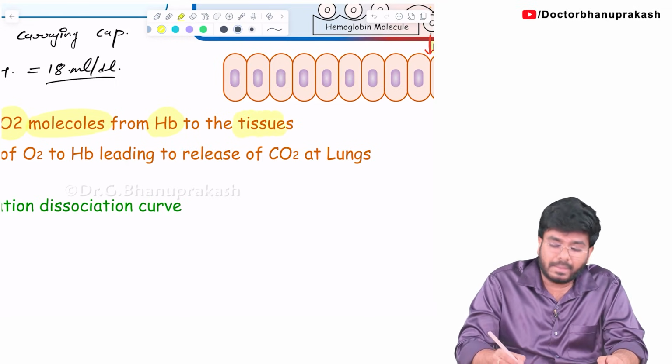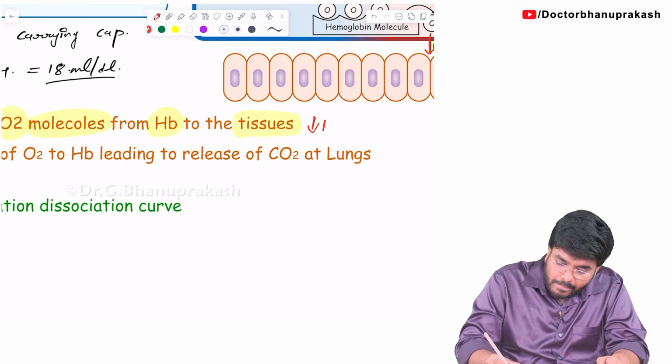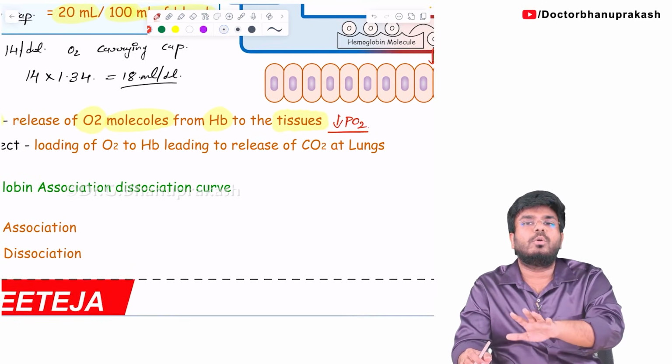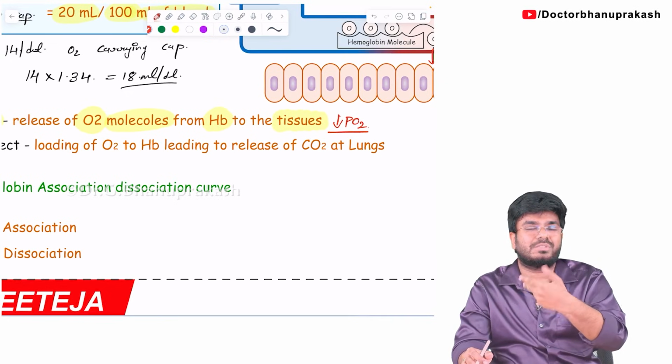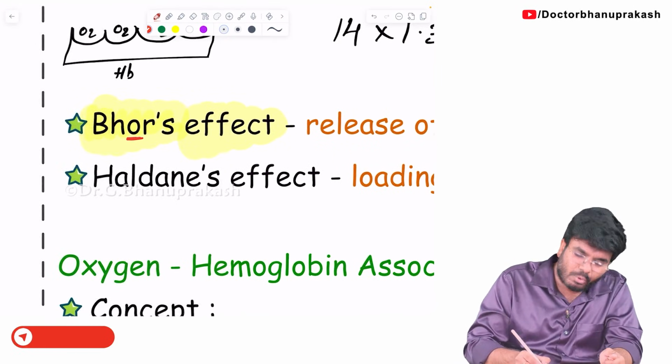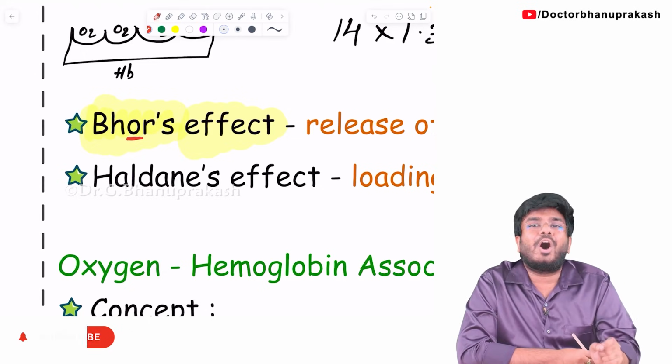Why? Because of decrease in partial pressure. So whenever partial pressure decreases at the tissues, hemoglobin will release the oxygen to the tissues. This is called Bohr's effect. So in Bohr, which letter is there? O is there. So O means oxygen. So Bohr's is the release of oxygen.